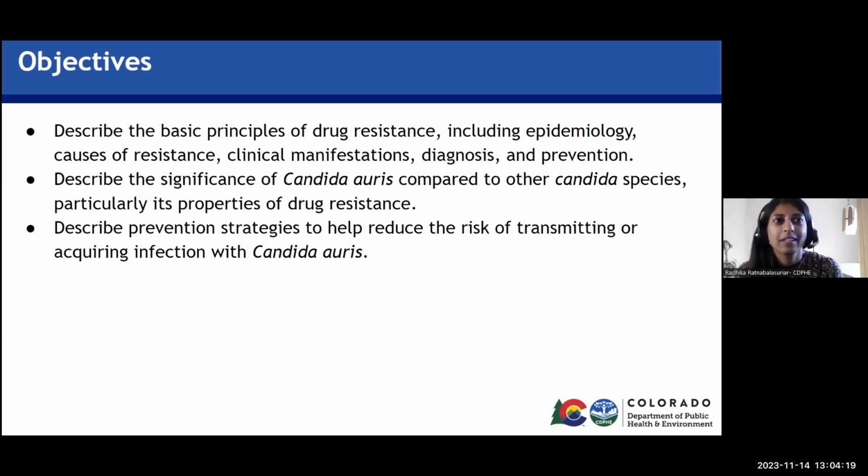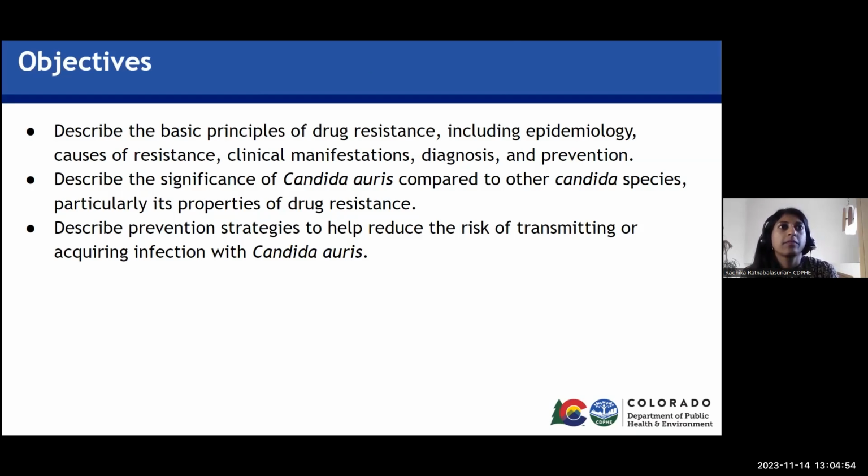Yeah, so my name's Radhika Ratnabala-Suryar, and I'm one of the medical epidemiologists over at CDPHE, and I'll be talking today about antimicrobial resistance. So some of our objectives are listed here for today: some basic principles of drug resistance, including epidemiology, causes of resistance, clinical manifestations, diagnosis, and prevention. And then we will talk a bit about Candida auris compared to other Candida species, and in particular, go over some of its properties of drug resistance.